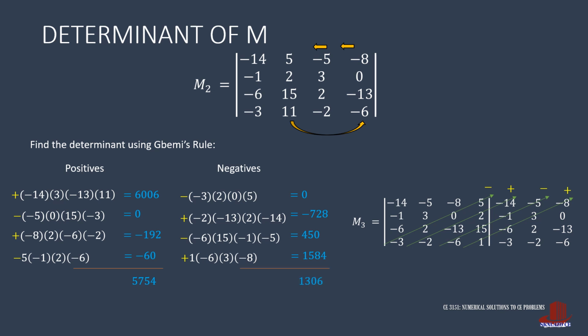Take the summation of all negatives and come up with 1,306. Then we can simplify the third partial determinant, which is the difference of 5,754 and 1,306, and that is 4,448.